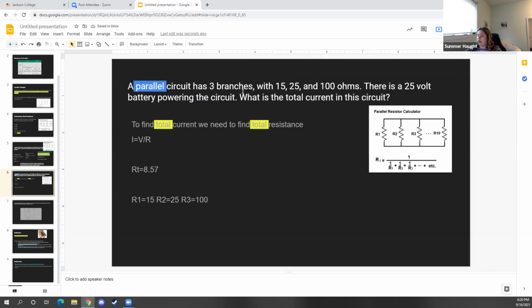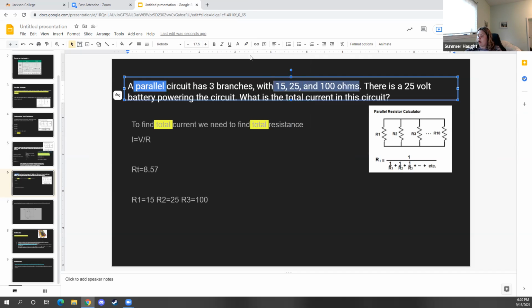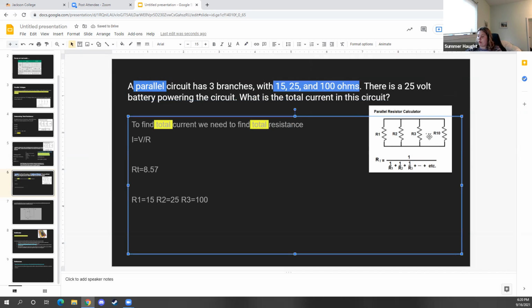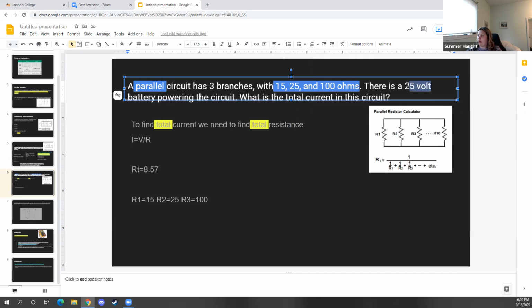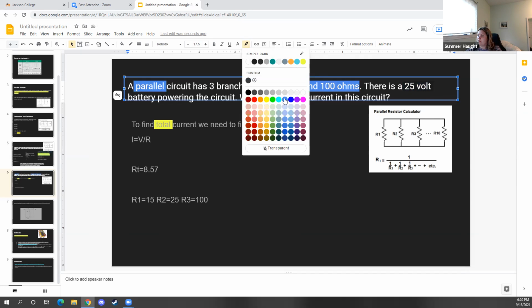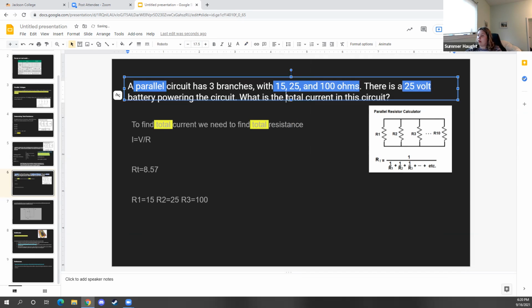The other thing important here is that it says that we have 3 branches, each branch having one of these ohms. So that means that we have 3 resistors in this example. So R1, R2, R3. And then it says we have a 25 volt battery. Okay, and we know the voltage never changes, so that's easy.